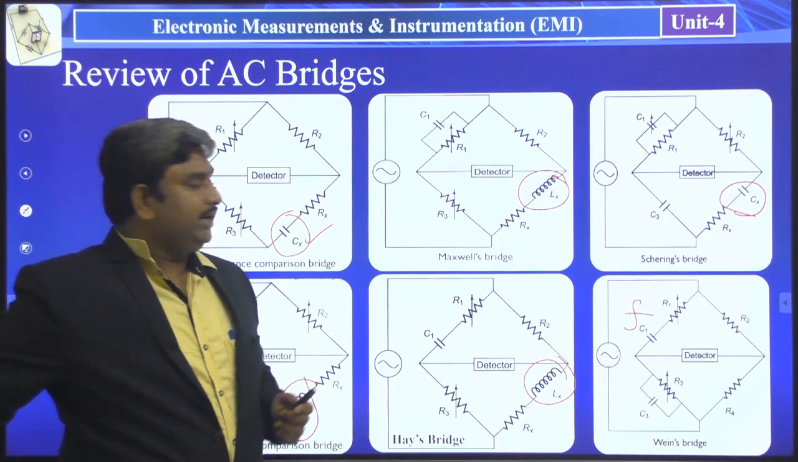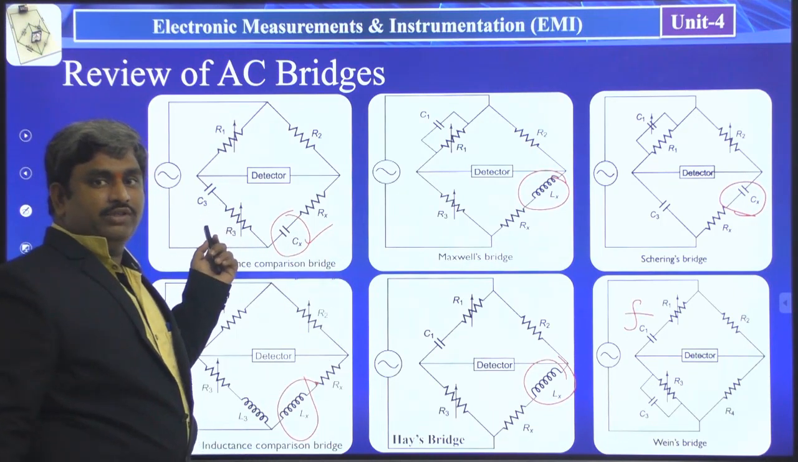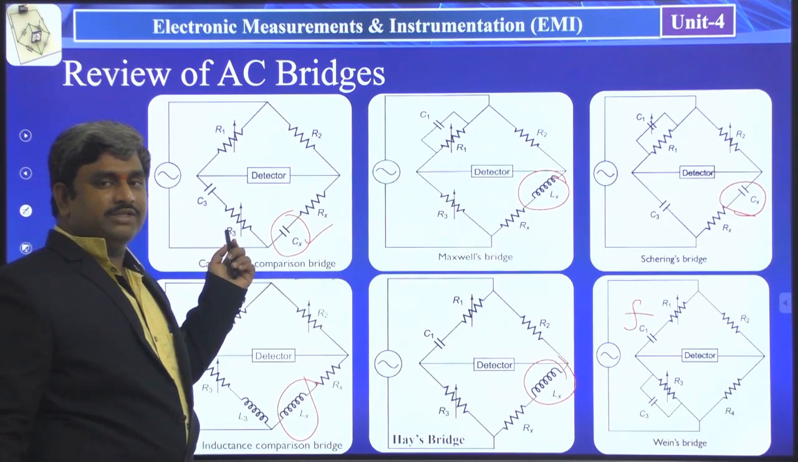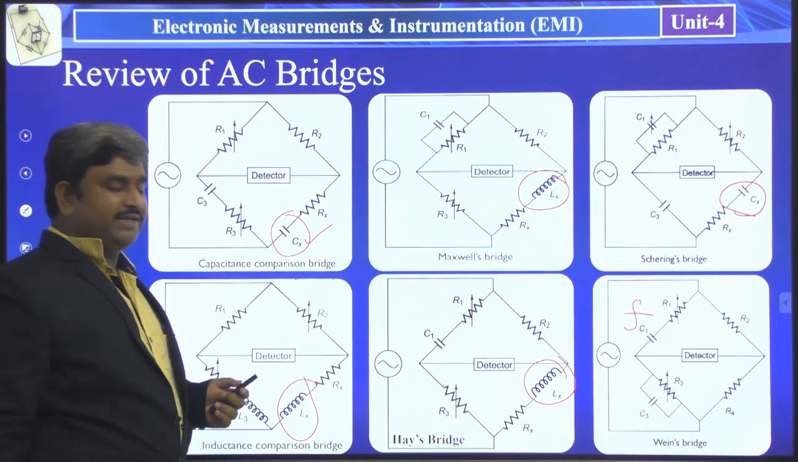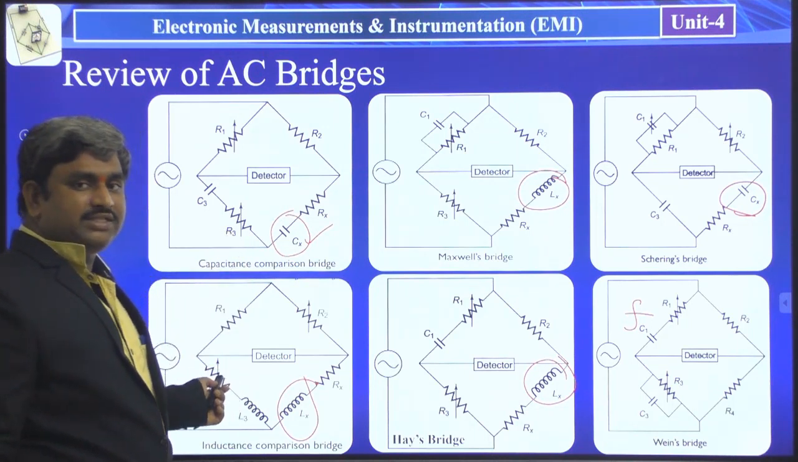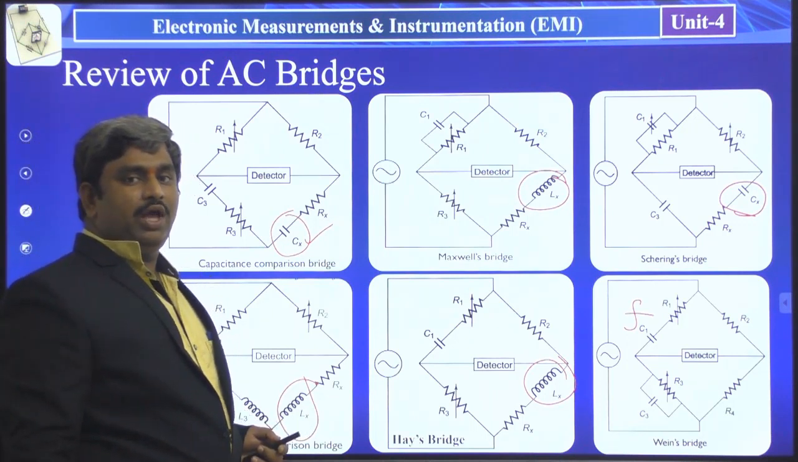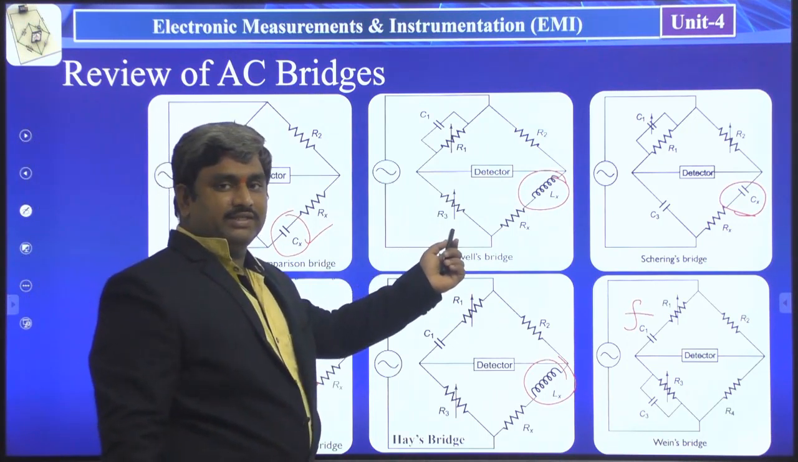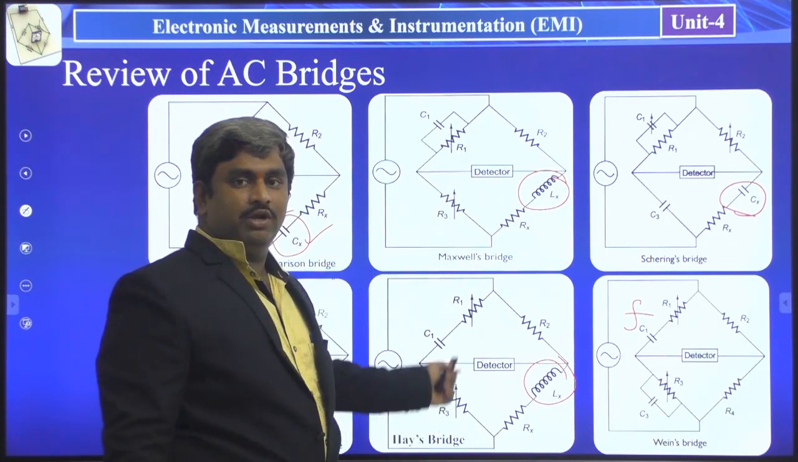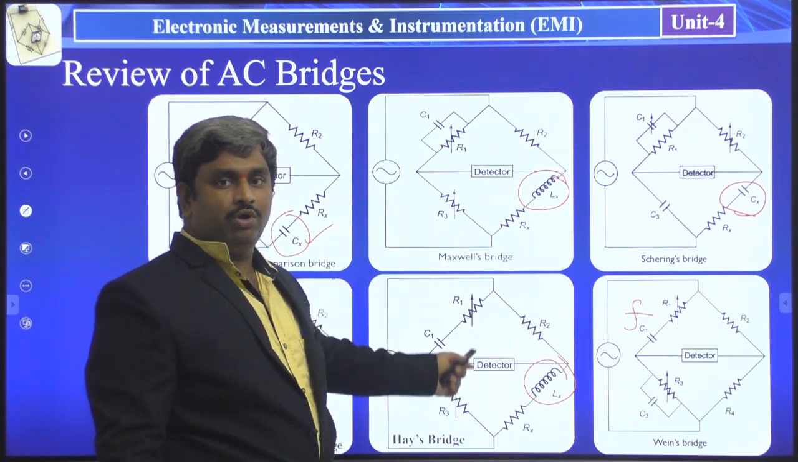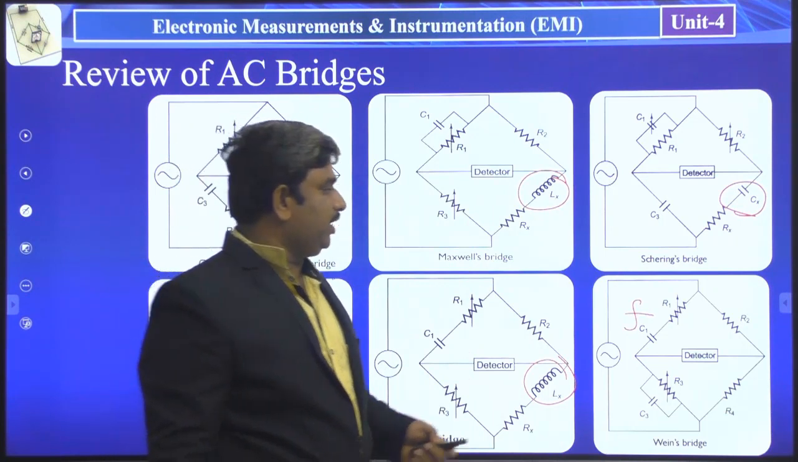The first one, the capacitance comparison bridge. With the help of this capacitance comparison bridge, we are measuring unknown capacitance value. Next, the inductance comparison bridge, with which we are measuring unknown inductance value. Next, Maxwell's bridge and Hay's bridge. By using these two bridges also, we are measuring unknown inductance value.